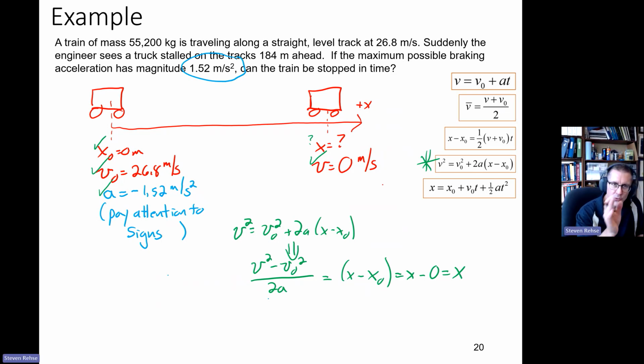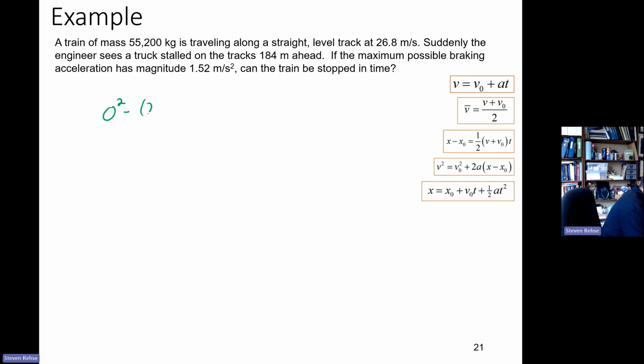So now, and only now, do you plug in the numbers. You do your algebra first, get the equation into a form where you can do something with it, and now I'll plug in the numbers. So hopefully you have that equation written down. I'm going to go ahead to the next slide and write those numbers in. So it looks like 0 squared minus 26.8 meters per second, squared, all over 2 times negative. Did you forget your negative? No, you didn't. You remember you need to use that negative sign. Negative 1.52 meters per second squared.